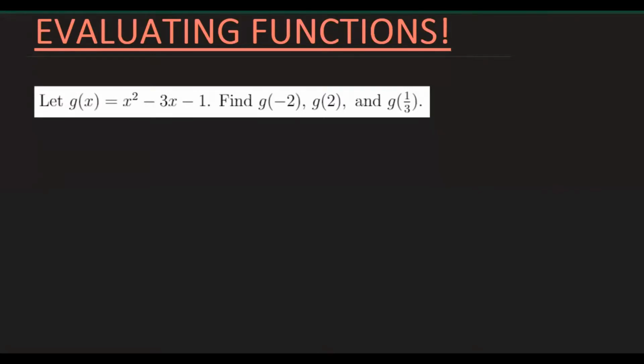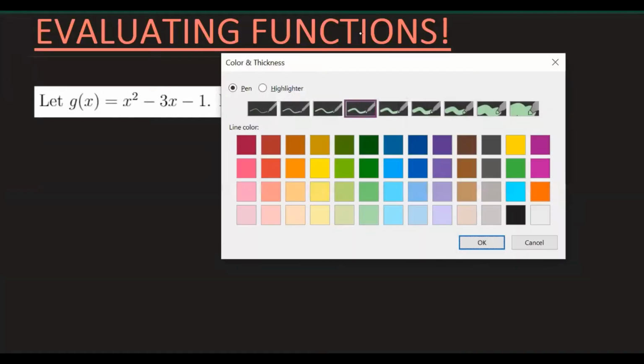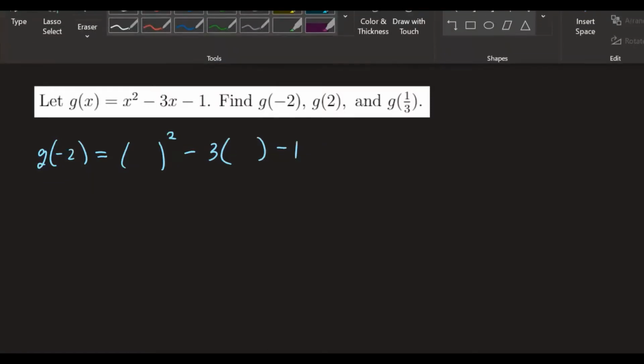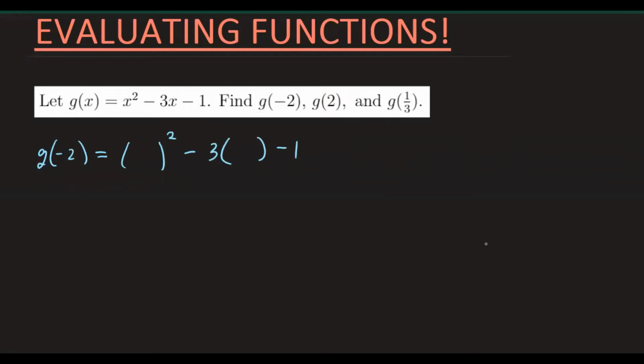Take a look at this example. We want to find g of x at given x values. So for the first one, we want to evaluate g of -2. For g of -2, we're going to input -2 into g everywhere there is an x. So -2 is the new input. Instead of writing x, I'm going to write parentheses. So we have x squared minus 3x minus 1, and we'll replace x with this new input, which is -2. So we have (-2) squared minus 3 times (-2) minus 1.